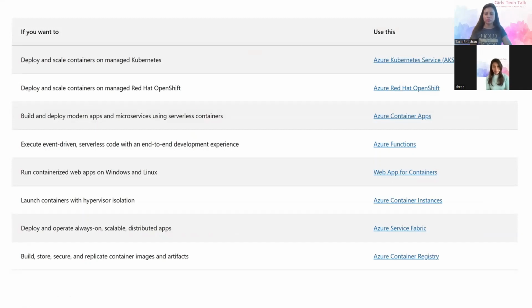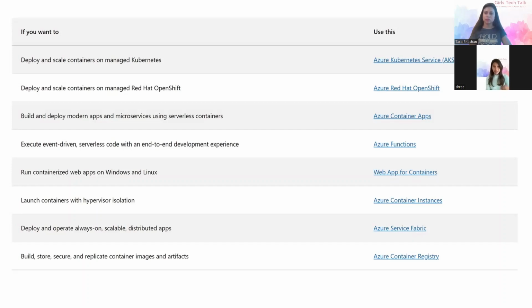If we look at the container roadmap from Microsoft, in 2015 they initially released Azure Container Service. That was deprecated by 2020, and now they have released Azure Container Apps. Azure Container Apps and Azure Kubernetes Service look more or less similar, but there is a lot of difference between the two services. And Tara is going to discuss the differences we generally see.